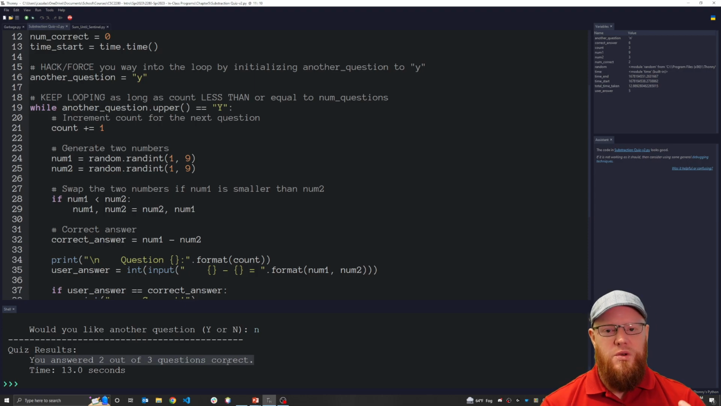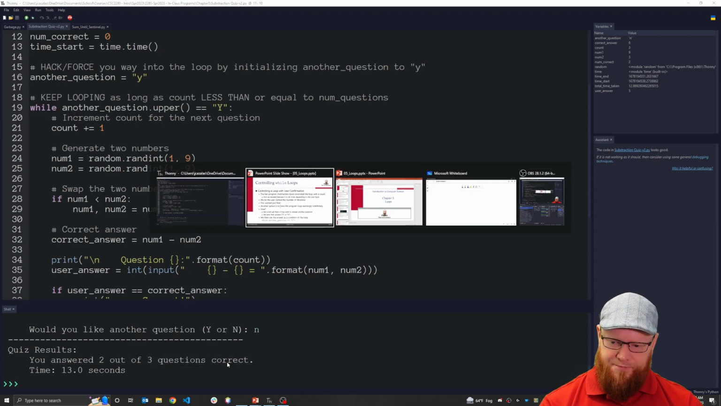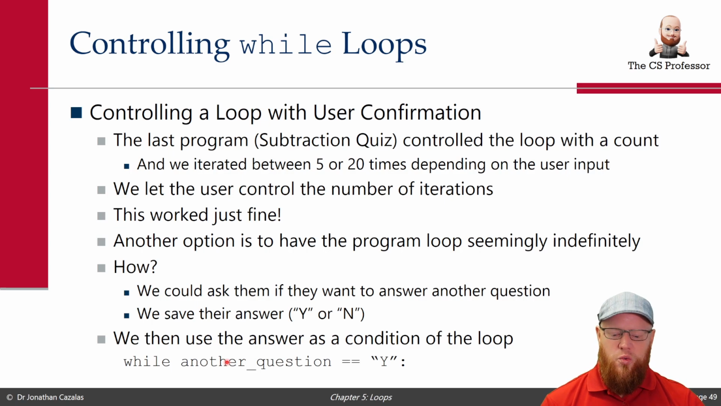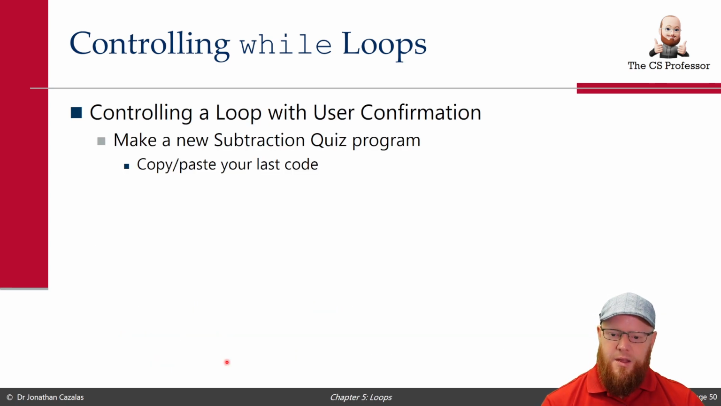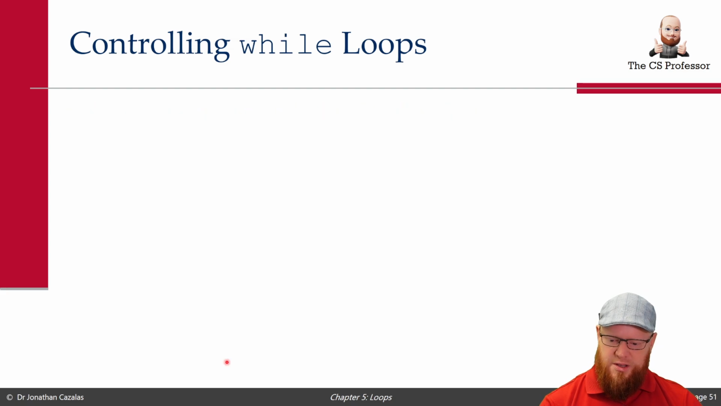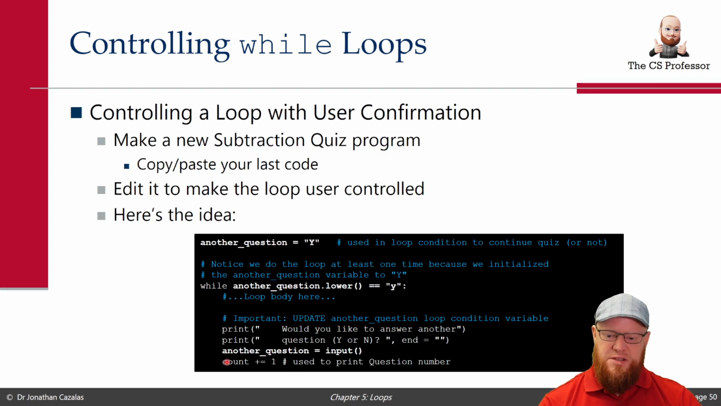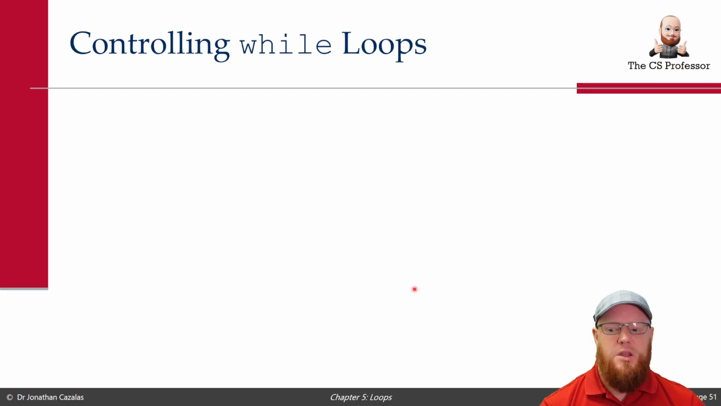So here was an example of controlling a loop with a user confirmation. And here was the code and the slides showing pretty much the same thing, but making another question equals y before the loop, and then forcing our way into the loop with that, and then constantly checking at every iteration, do you want to answer another question? That's how we could use a user confirmation to continue our loop.